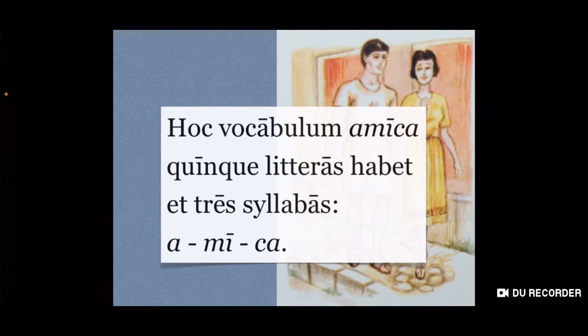This word amica has 5 letters and 3 syllables. Amica.